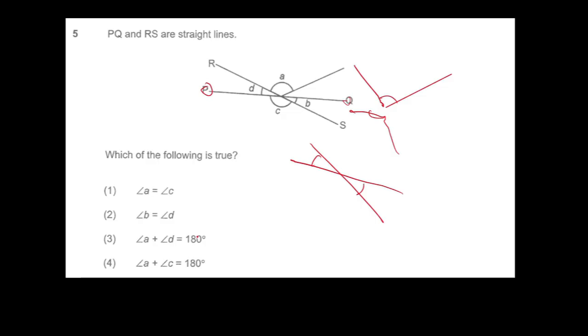Angle A plus angle D equal to 180. Where's angle A? Angle A is here, angle D is here. So if you look, the line looks like that. Angle A plus angle D is like that. It's not 180. For 180, it should be a straight line. So this is also wrong. Angle A plus angle C equal to 180. Angle A plus angle C, one look, you know that they are more than 180 and definitely is not the answer. So the correct answer is 2.